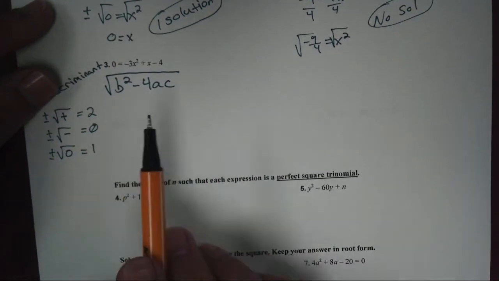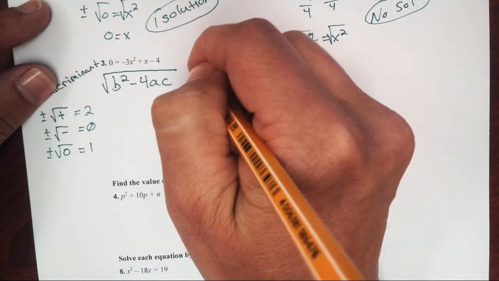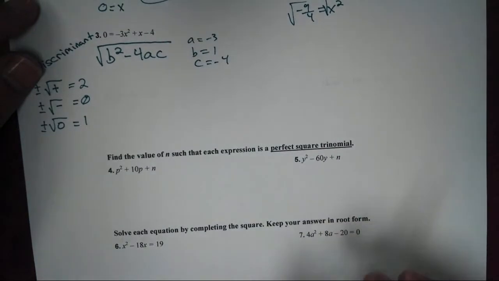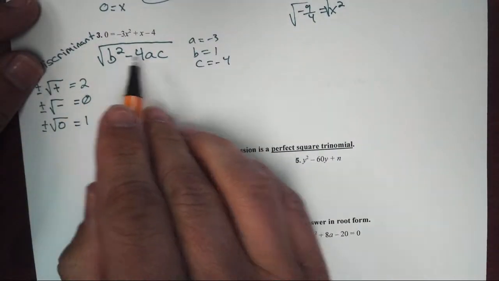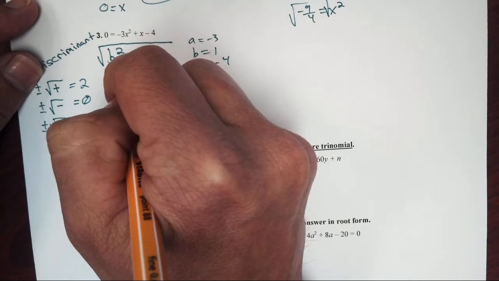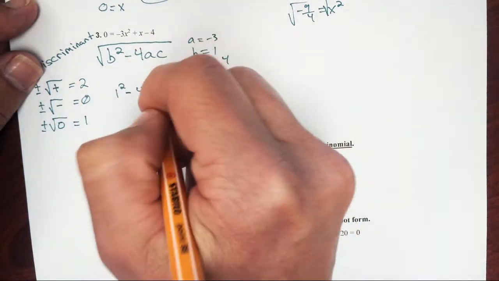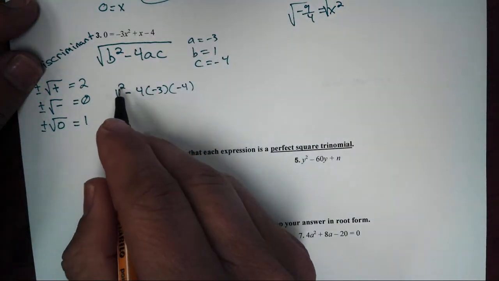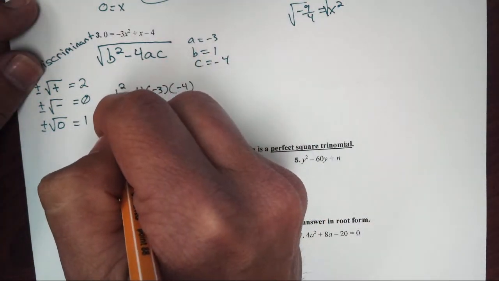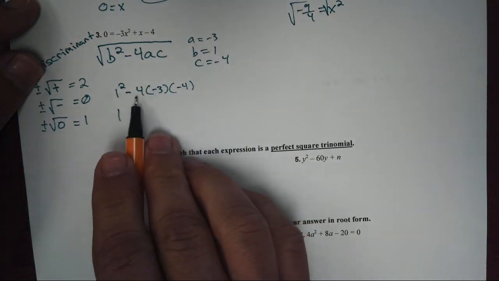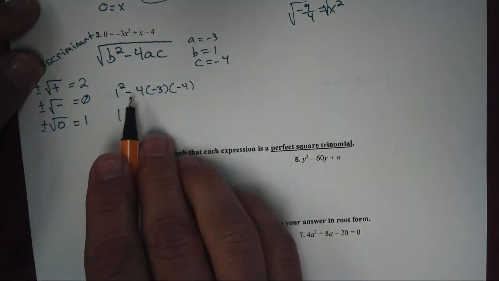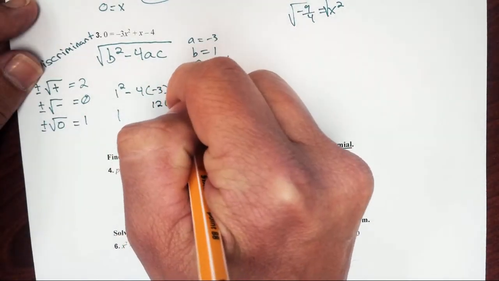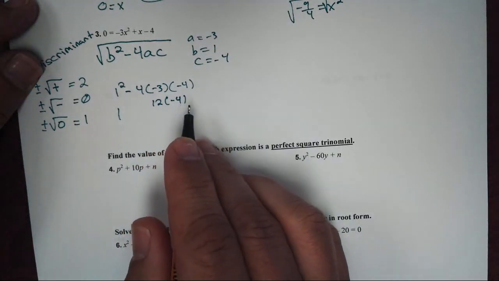So let's try it on number 3. So a is negative 3, b is 1, and c is negative 4. So here we go. B squared. So this is going to be 1 squared minus 4 times a, which is negative 3, times c, which is negative 4. Order of operations, we do exponents first, so 1 squared is 1. Now here again, this is where I like to multiply and consider this a negative. So negative 4 and a negative 3 make a positive 12. 12 times a negative 4 is a negative 48.